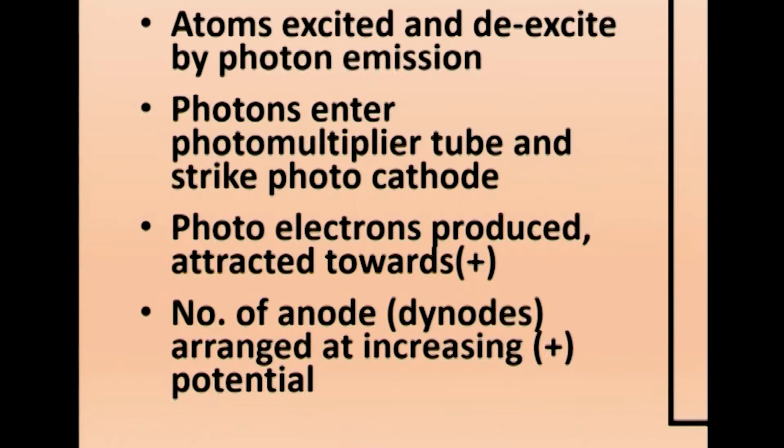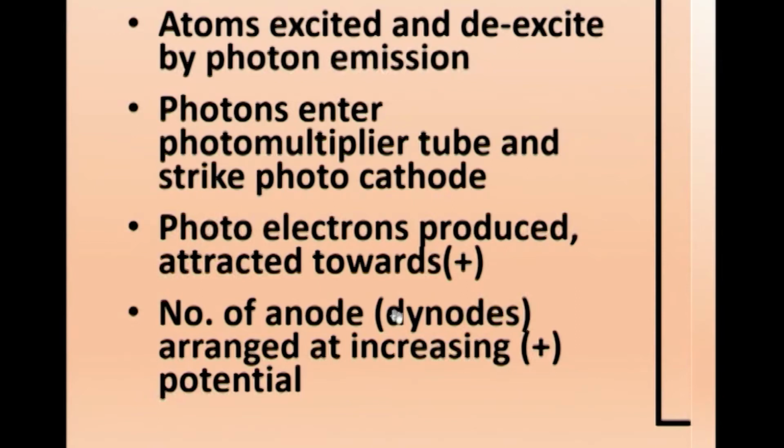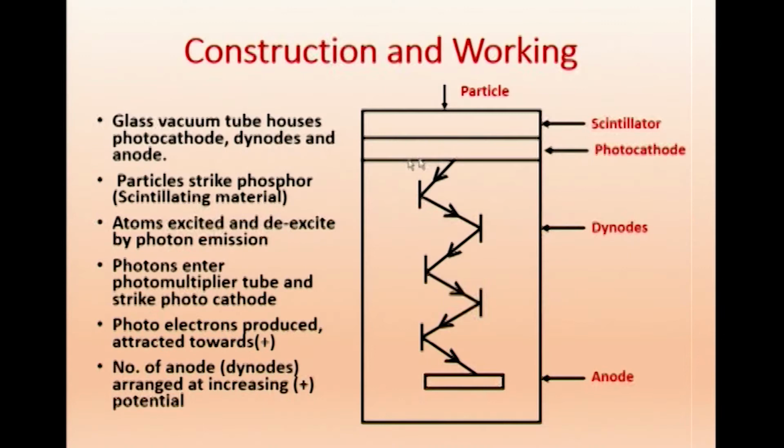So there are a number of anodes, they are called diodes, arranged at increasing positive potential. Diode is not very much different from anode. When the potential is in increasing order, we call them diodes. So the first part is the cathode, and we have got diodes, and the last one will be the anode. That's what we have been explaining.